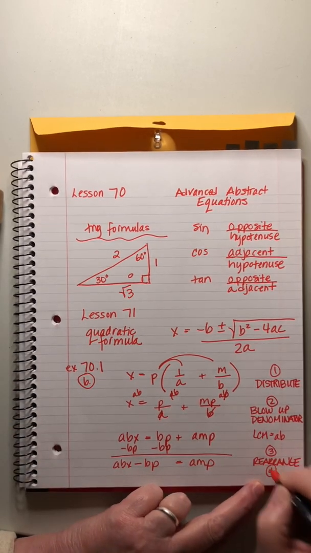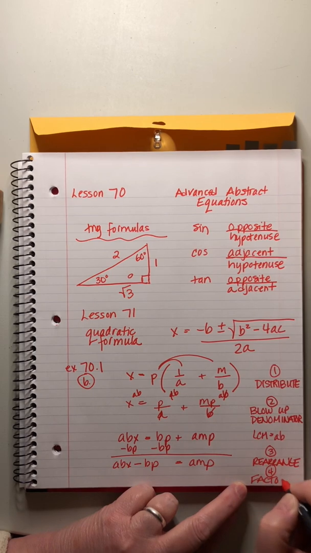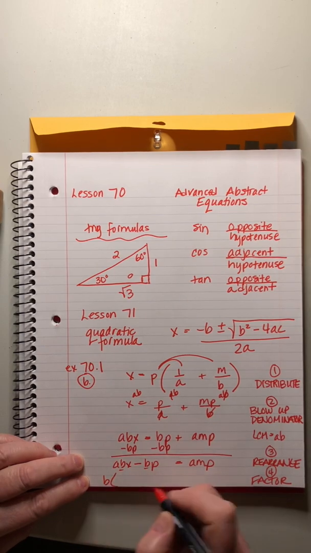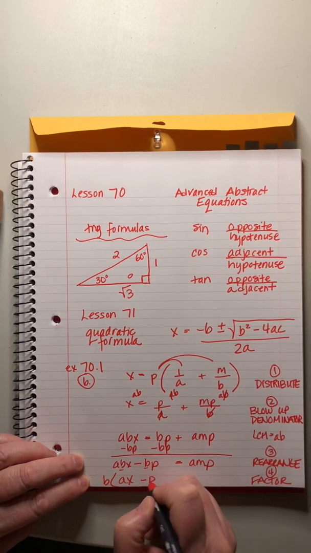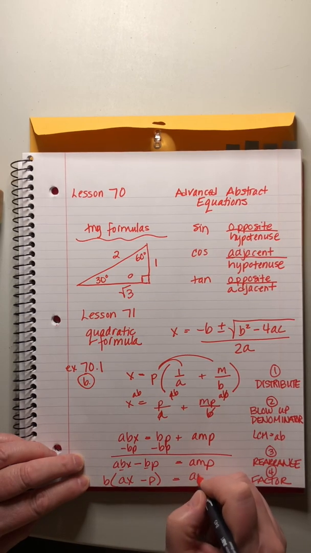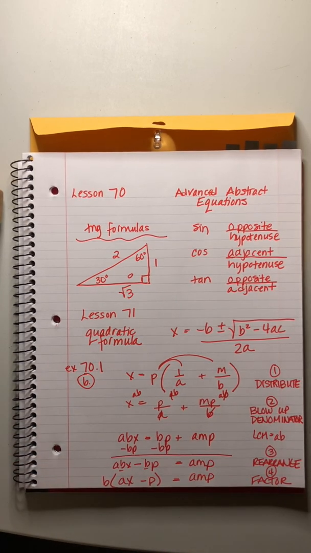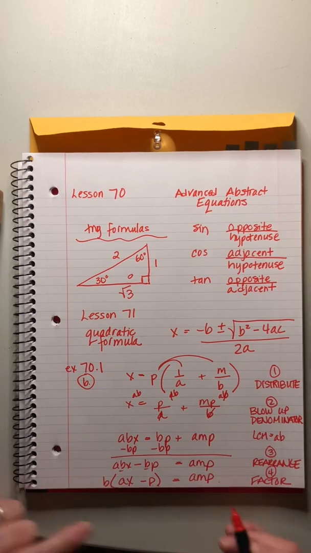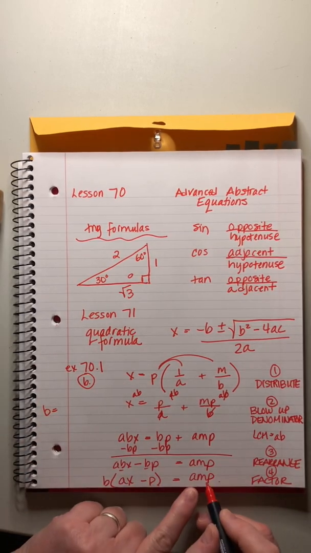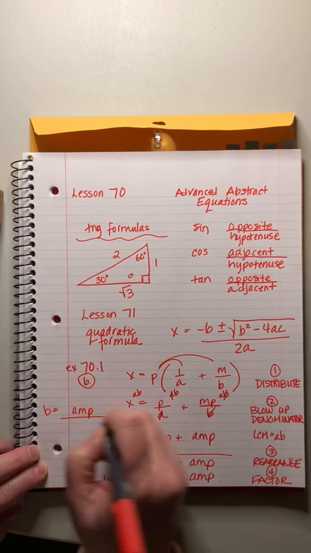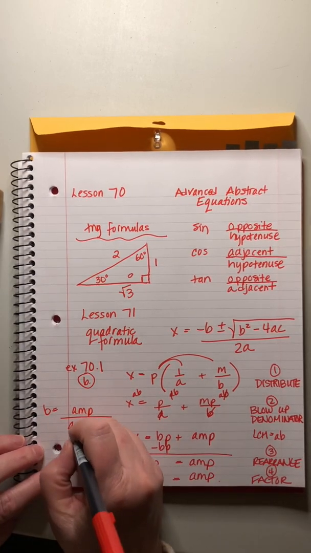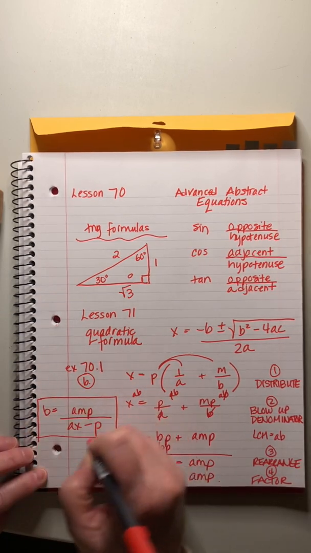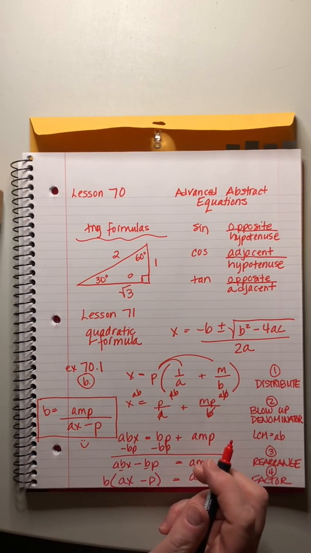Fourth step is to factor. And we want to factor out our cute little friend here. B times the quantity AX minus P equals AMP. And then I'm going to divide both sides by that. So that will be B equals, this will be the numerator, AMP, and then this will be the denominator. Sorry, I didn't have room to show that step as clearly as I might have liked, but I think you remember how that works. AMP over AX minus P, beautiful.